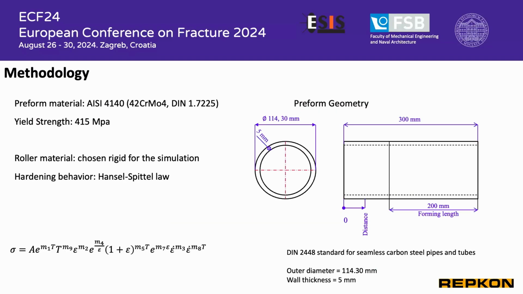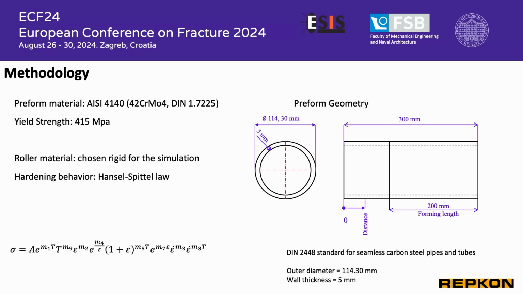Okay. The preform material is 42CrMo4, which is an alloy steel. I think it's well known. You can check the values of the yield strength if you would like to, and we use the Hansel-Spittel law as a hardening law, because we are dealing with elevated temperature here. It considers temperature, strain, and strain rate in this formula. So we chose this law.